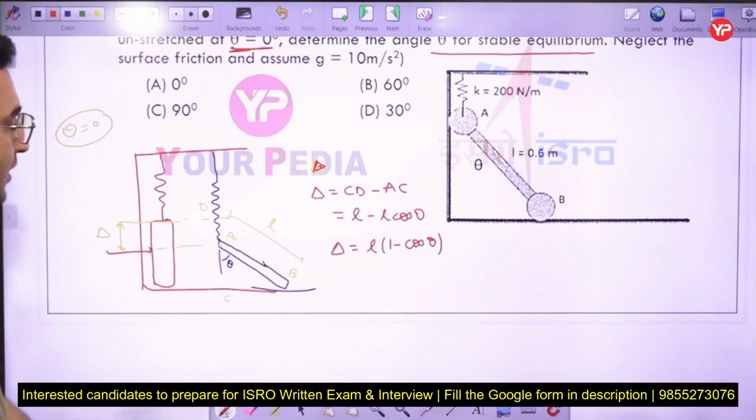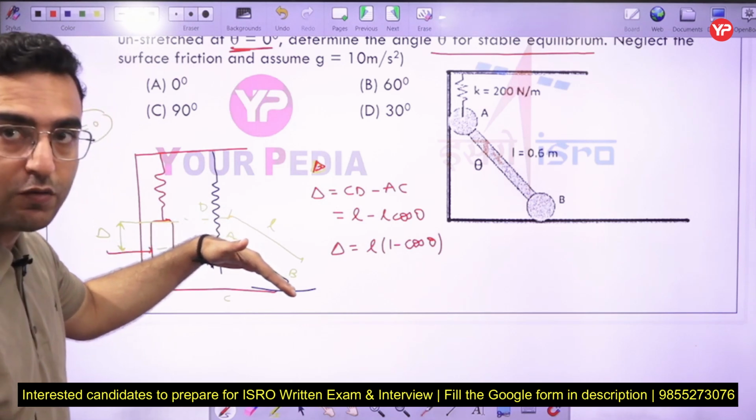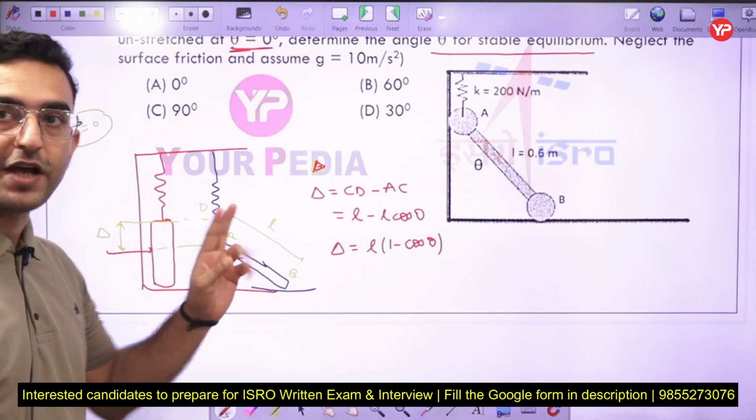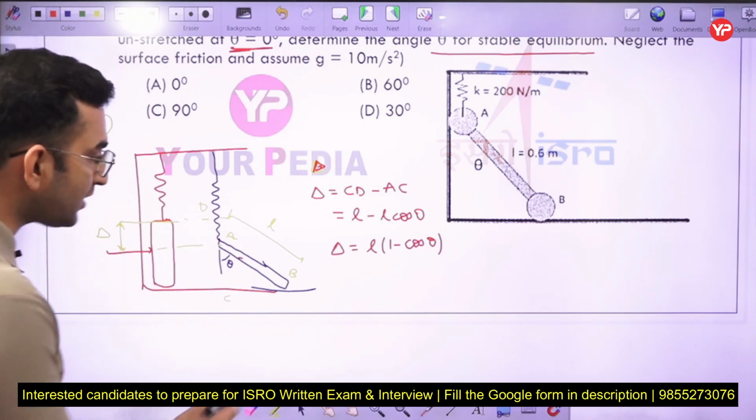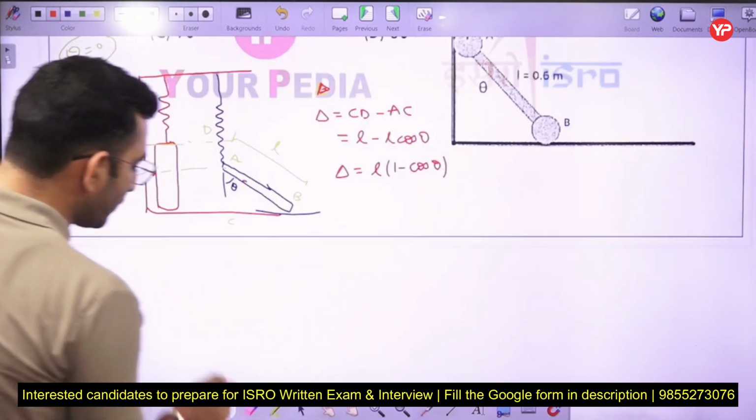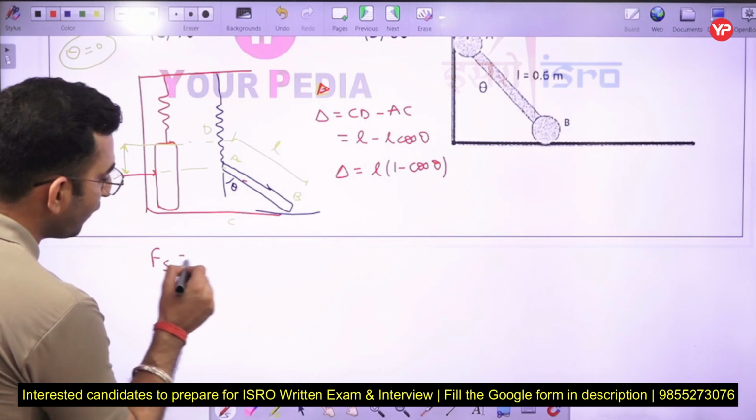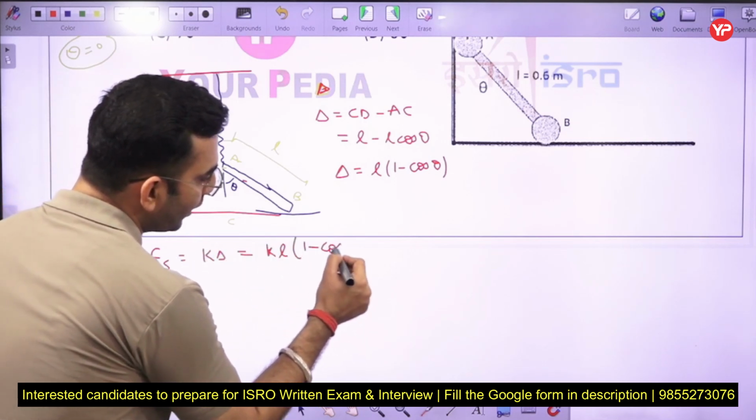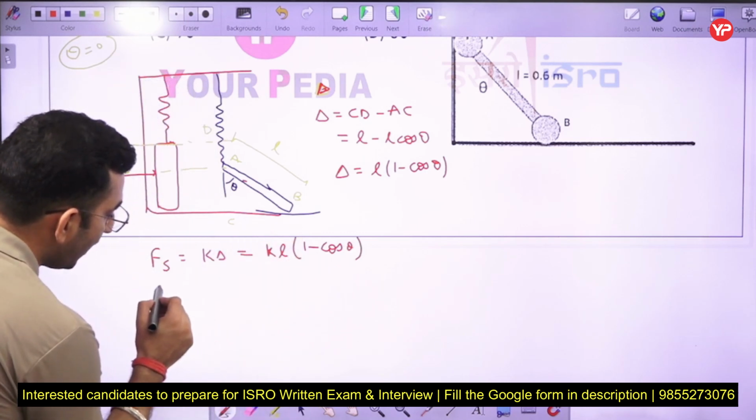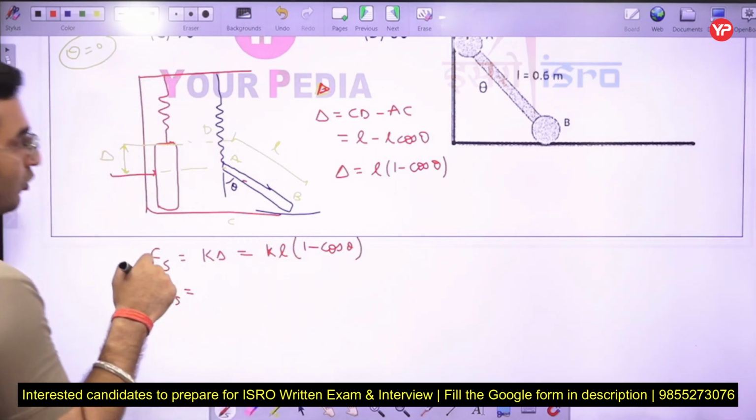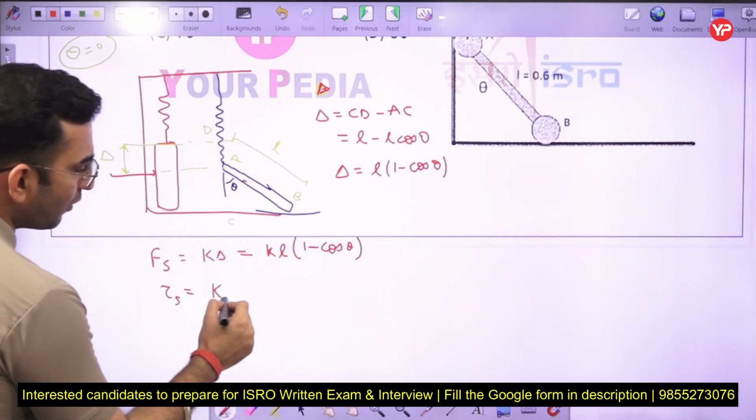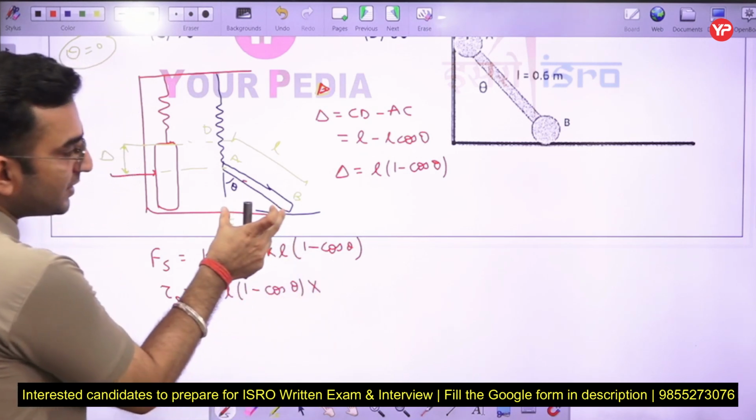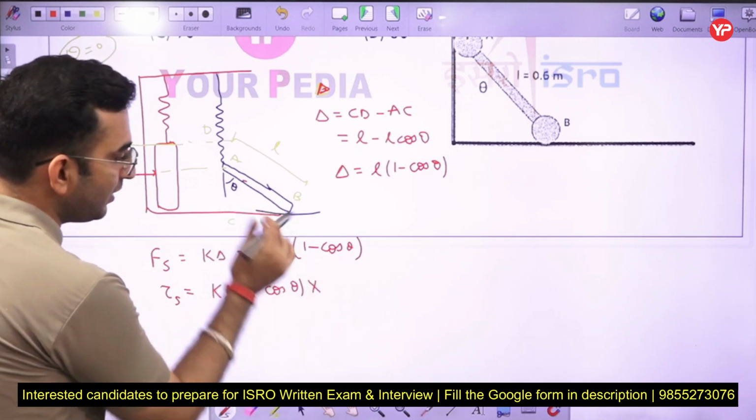Now under the stable equilibrium, the torque due to weight and the torque due to spring force have to balance each other. First, the spring force will be K into delta, that is K L (1 minus cos theta), and correspondingly the torque due to the spring is going to be equal to K L (1 minus cos theta) multiplied by this distance L sin theta, BC.